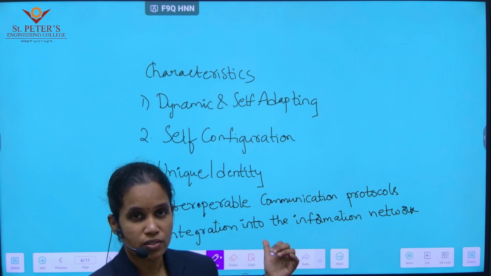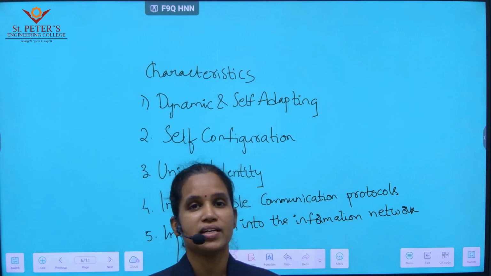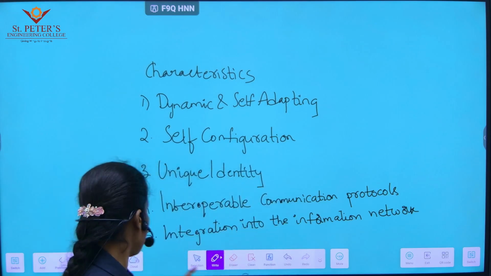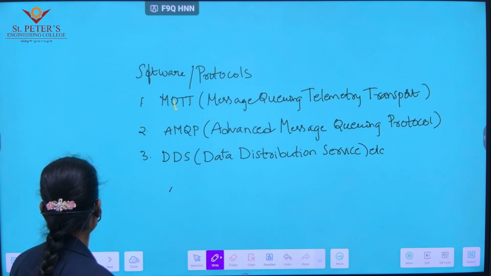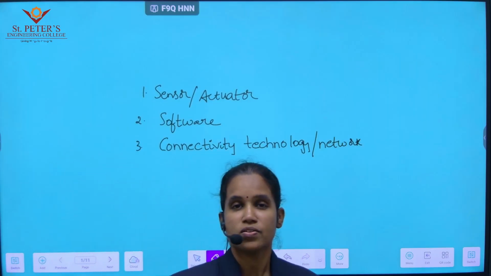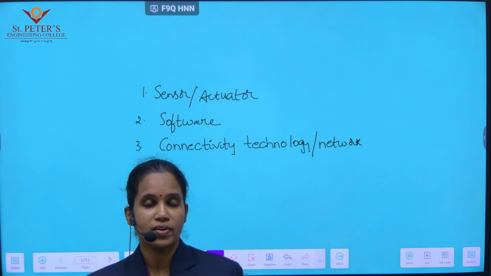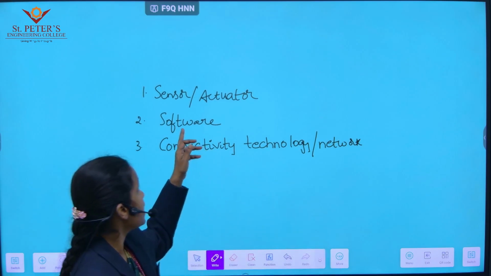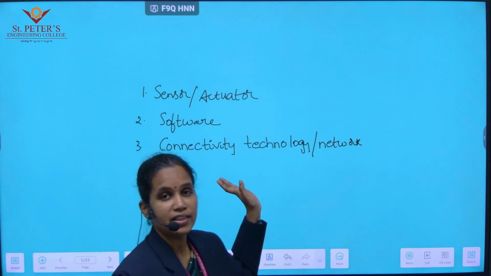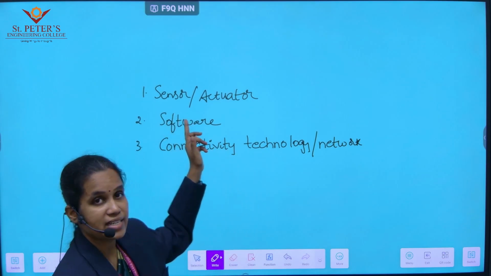Clear everybody? So this is about what an IoT system is and what elements should be present in an IoT device such that they communicate with each other. Let me explain once again. The Internet of Things is a network of devices with embedded sensors or actuators, software, and connectivity technology such that they share and exchange information. So coming to the sensors and the actuators.